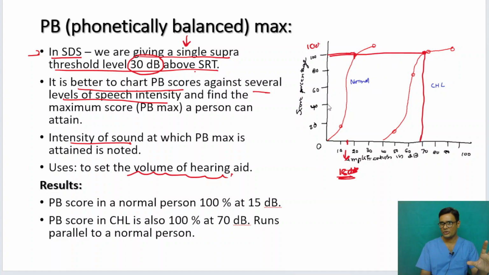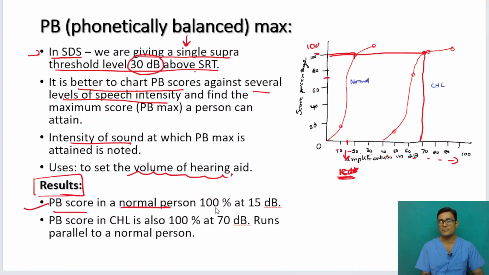So what do we do in PB max? In SDS, we took a single supra-threshold level. In PB max, we test against a range of decibels, and we find where he gets the maximum score and what the maximum is that he can reach. So what are the results? How do we assess the results?